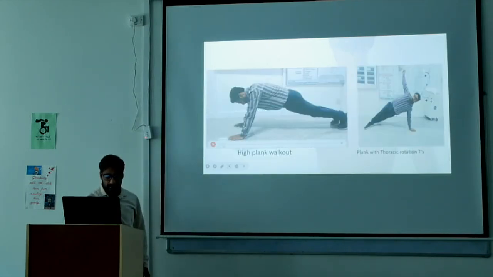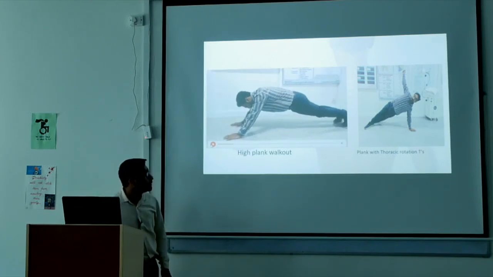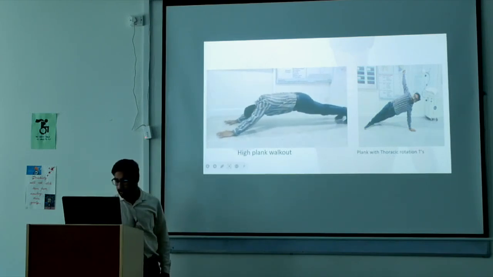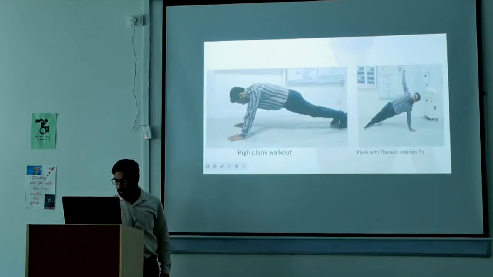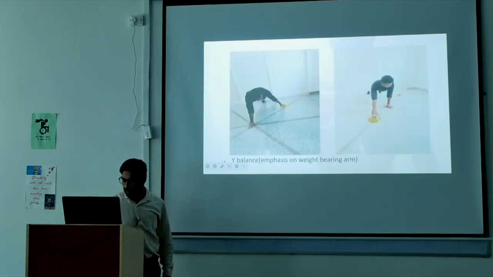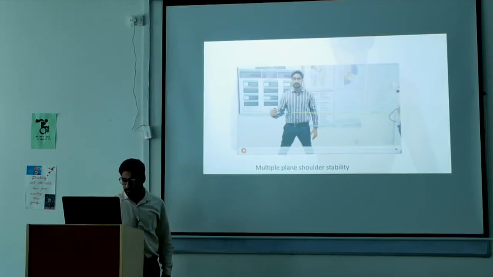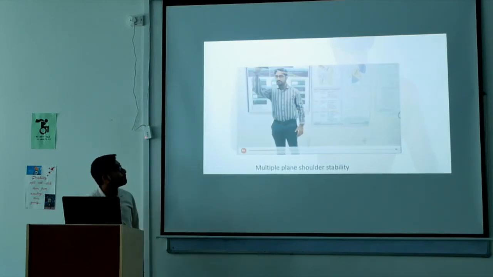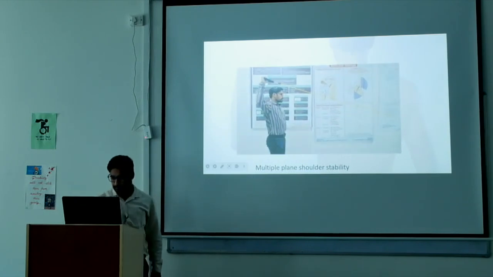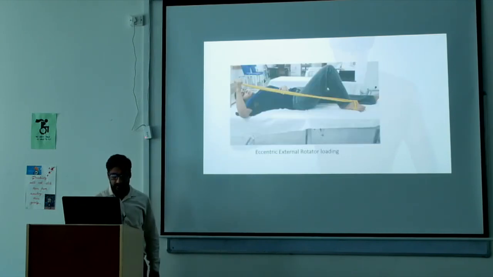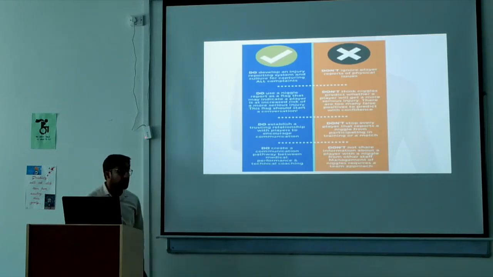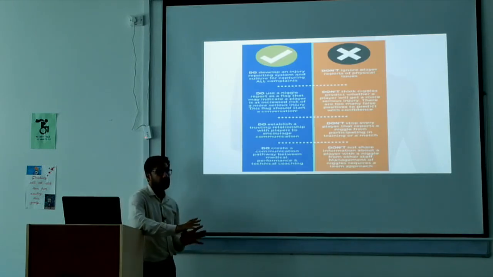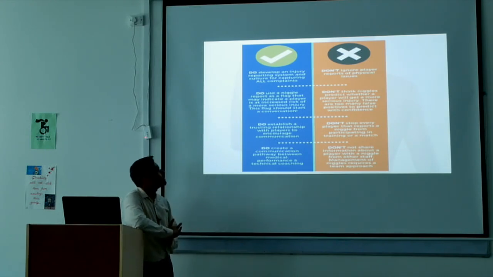Examples are high plank walkout for scapular stability, thoracic rotation T's, Y balance, multiplanar shoulder stability, eccentric external rotation loading. Now, some of the do's and don'ts which we have to follow for preventing any injury.